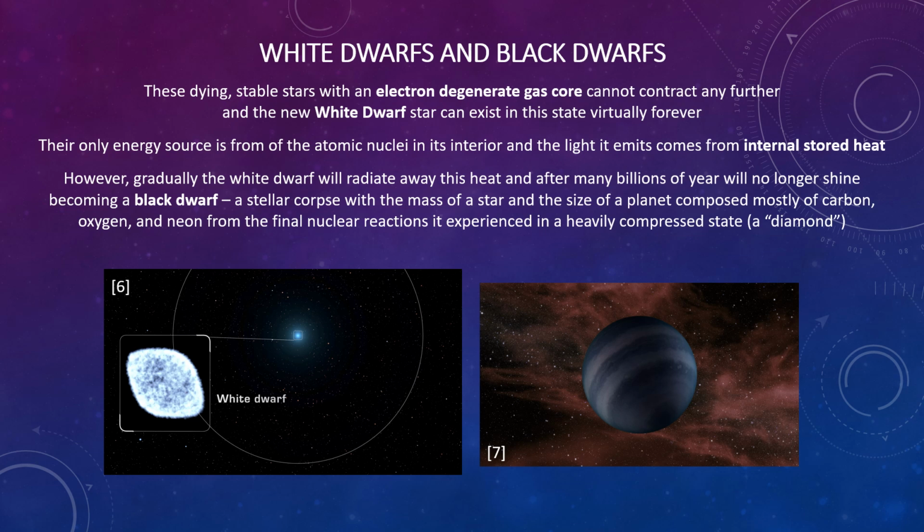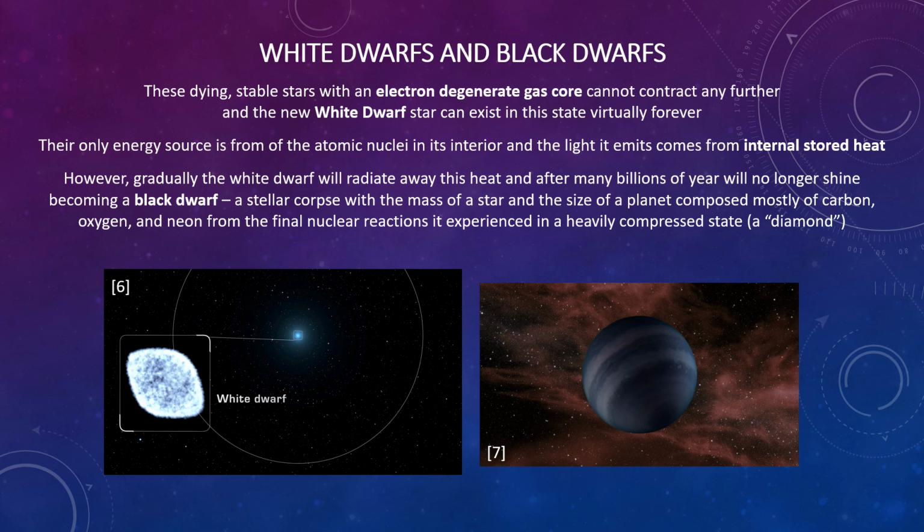Their only energy source is from that heat that they still have stored due to being a hot star in the past. And they will gradually radiate this heat away, and after billions, or actually trillions of years, they will not be emitting any more light. They will be what is known as a black dwarf.